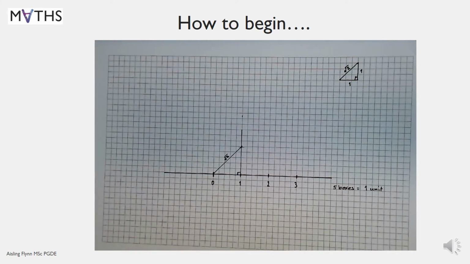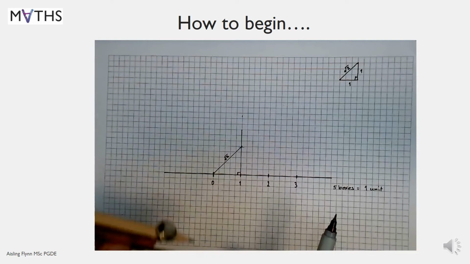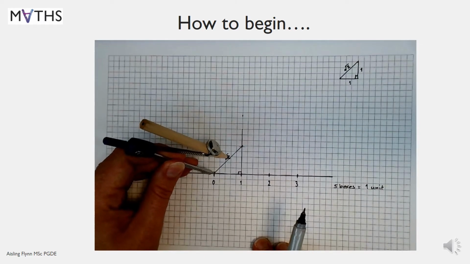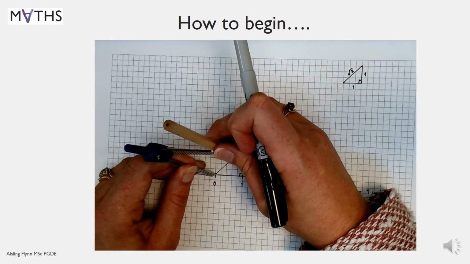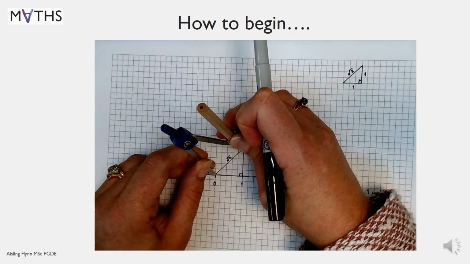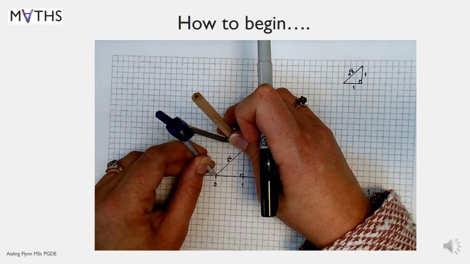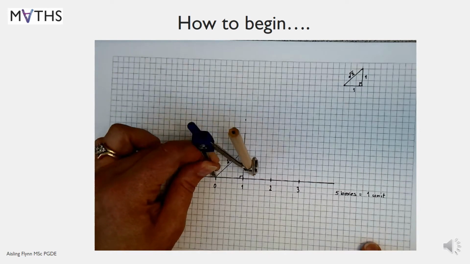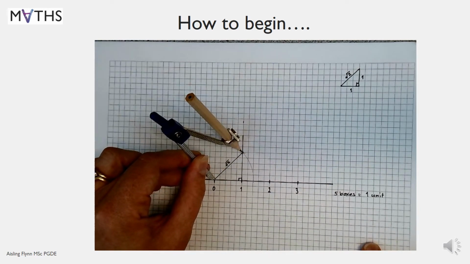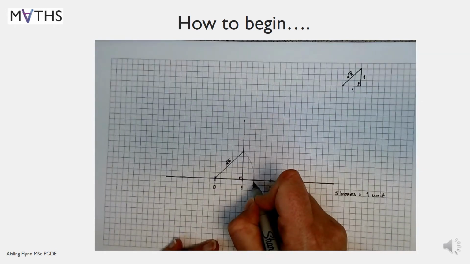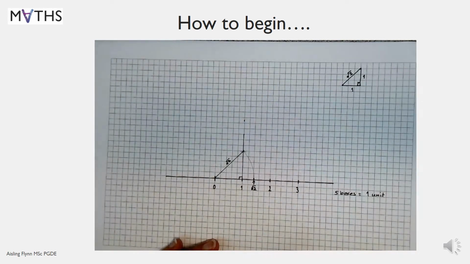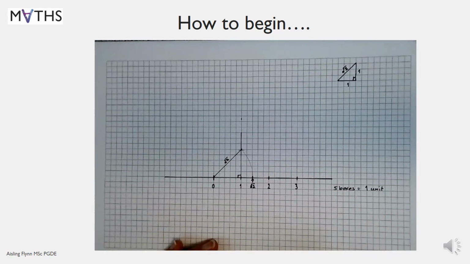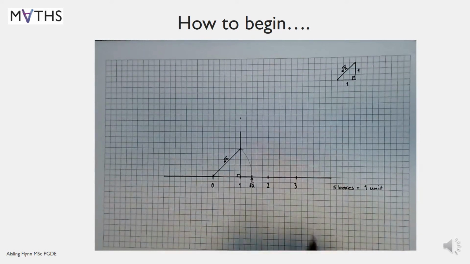Okay, now to mark that on the number line, again we'll use the compass to measure out the distance. So starting at 0, the length of the hypotenuse is root 2, and then from 0 mark an equal length down the number line, and that will tell you where root 2 falls.